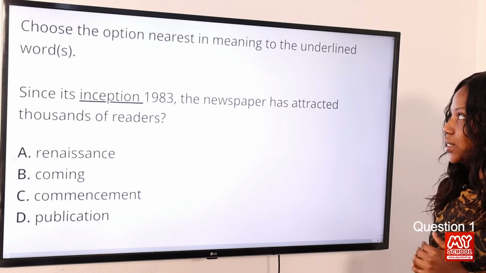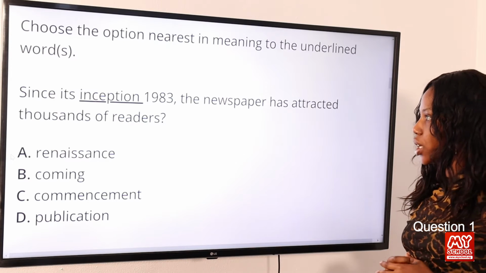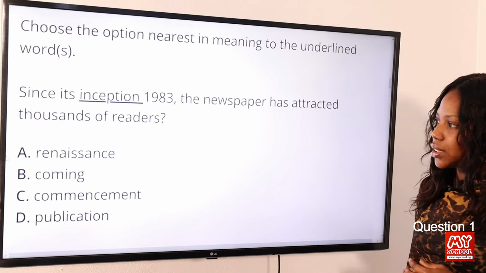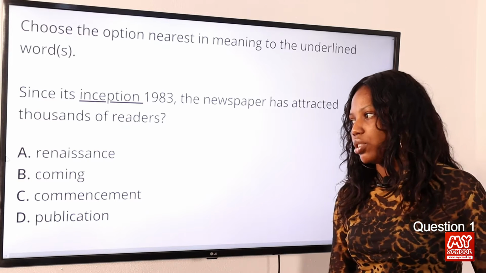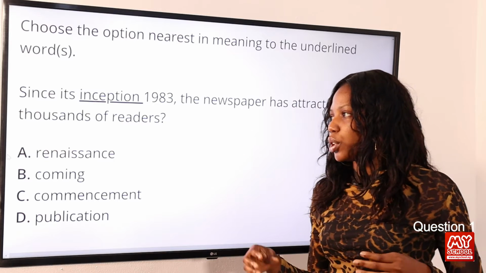Choose the option nearest in meaning to the underlined word. Since its inception 1983, the newspaper has attracted thousands of readers. Option A, Renaissance. Option B, coming. Option C, commencement. Option D, publication.